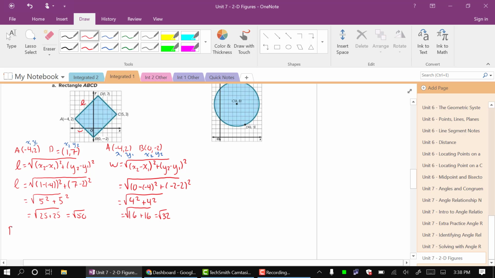For the perimeter, it's going to be 2 length plus 2 width. And then for the area, it's going to be length times width. So 2 times the square root of 50 plus 2 times the square root of 32 gives you about 25.5. I typed that into my calculator and got that. For area, this is going to be the square root of 50 times the square root of 32. Again, I type this into my calculator and I get 40.